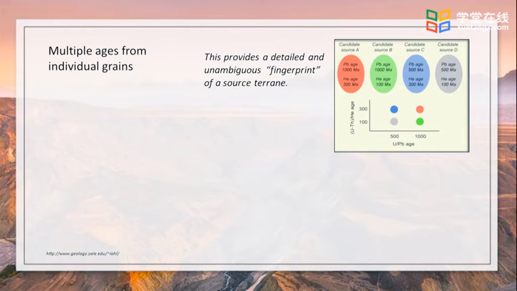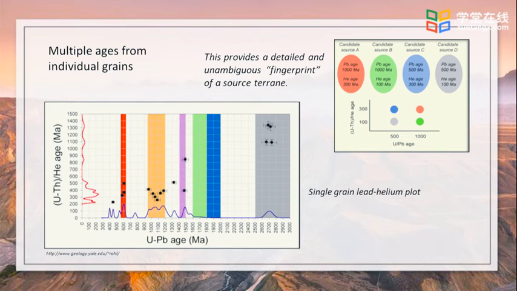Multiple ages from individual grains could provide a detailed and unambiguous fingerprint of a source terrain. This is especially important when combining helium age data with uranium-lead geochronology data of detrital zircons. By doing so, we can build a single-grain U-Pb versus helium plot, which gives us important information about the provenance of the studied rock.